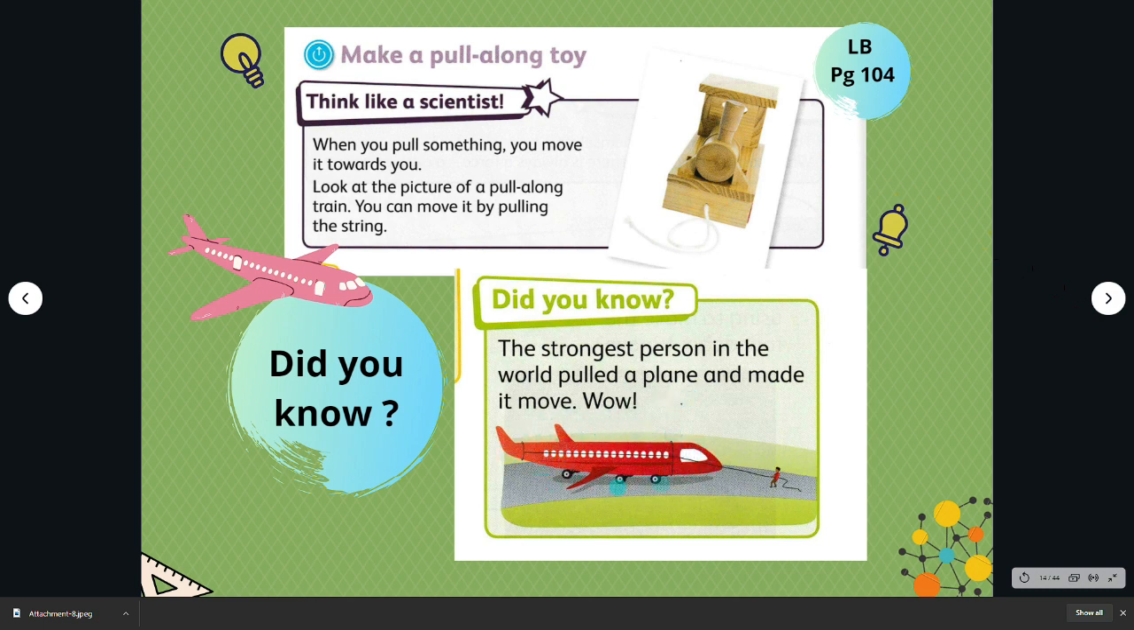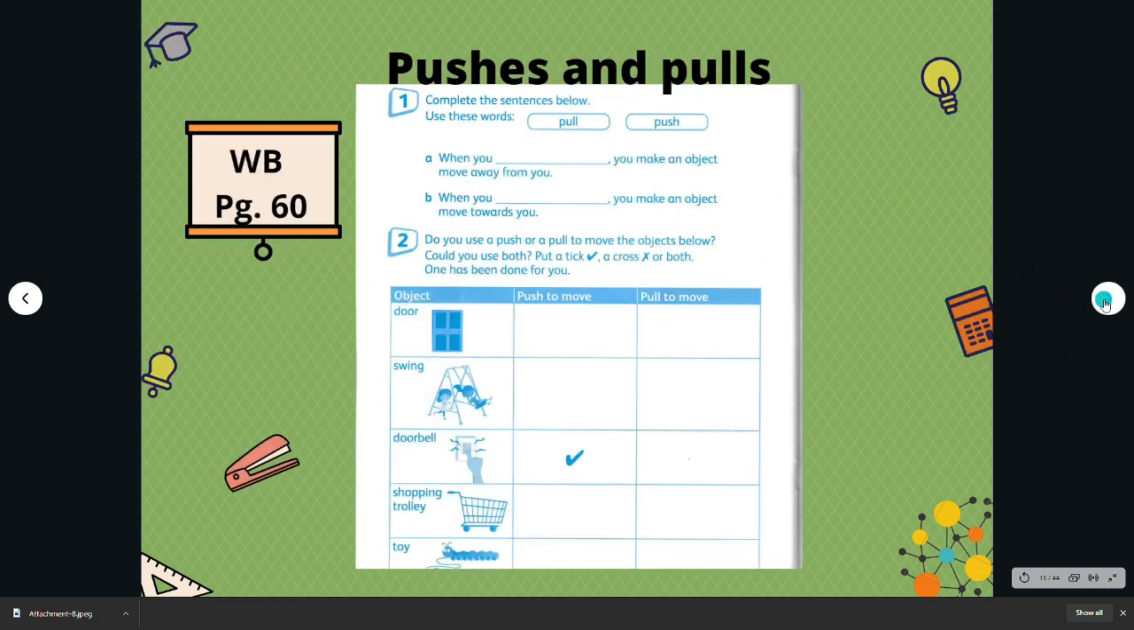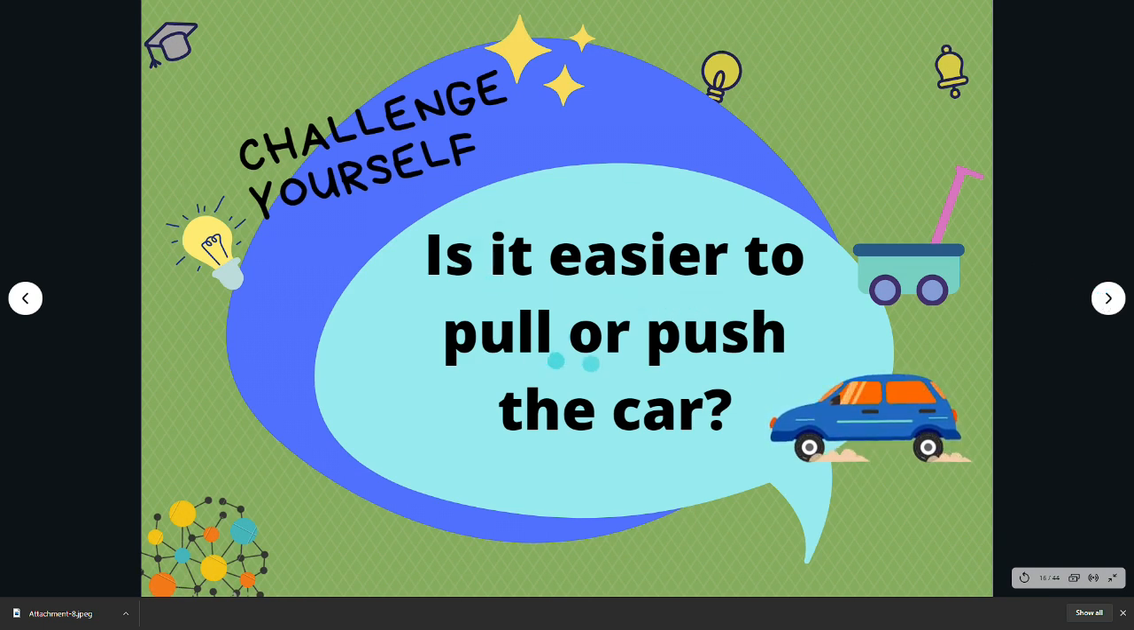That is wow! And now, challenge yourself. Is it easier to pull or push the car? Think about how you will make the car move and share your thoughts in the class.